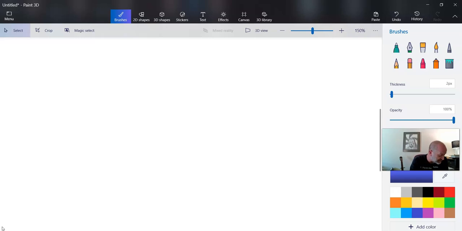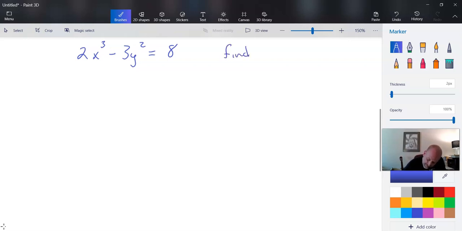So let's go ahead and take a look here. So there it is. Let's say I have 2x cubed minus 3y squared equals 8. So we want to find d squared y over dx squared, right? That's the notation for the second derivative.